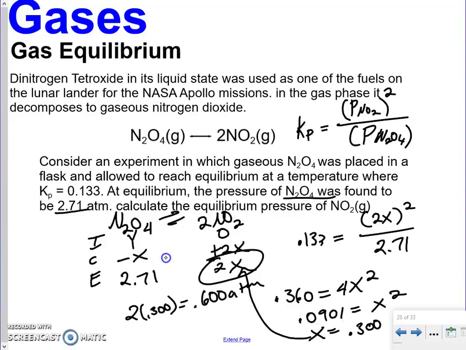And of course, double check to make sure it actually makes sense. Our Kp is less than 1, so we would expect, again, K is products over reactants. So if it's less than 1, we are expecting more reactants than products. So we kind of look at our numbers. We have 2.7 in our reactants, and we have 0.6 in our products. So yes, that does kind of make sense in terms of our numbers.